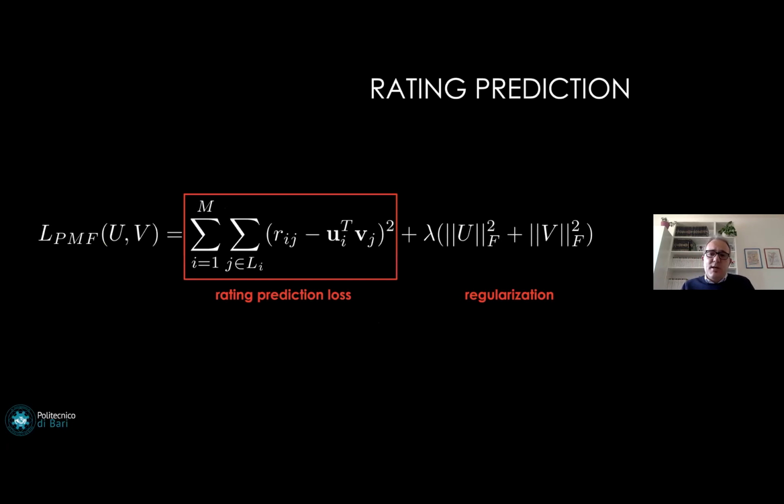Related to the rating prediction problem or the ranking prediction problem, we have to remember that for rating prediction, we can have a loss function, something that is very useful and that we need in any machine learning problem. In this case, this is the loss function for matrix factorization algorithm. We have, of course, a rating prediction loss and the regularization of factors, as for all the machine learning problems that we know.